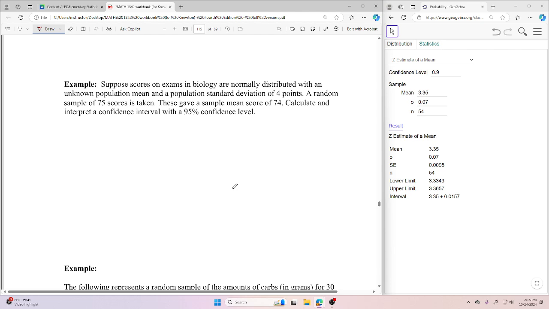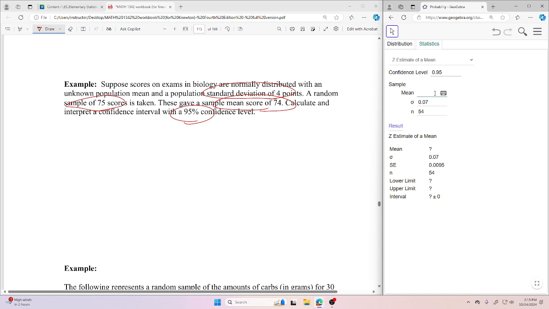Suppose we have scores on biology, normally distributed. So we have a standard deviation, sample size, mean, confidence. Confidence interval 95. What's my mean? 74. Standard deviation. Sample size. 75. There we go. So it says calculate the confidence interval again.